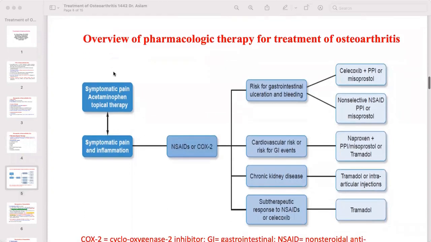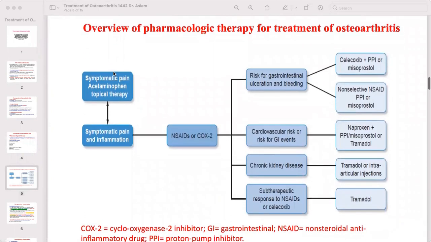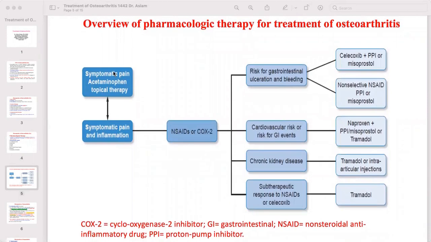The most important here, the adverse effects of non-steroidal anti-inflammatory drugs should be taken into consideration if the patient has other comorbid conditions.